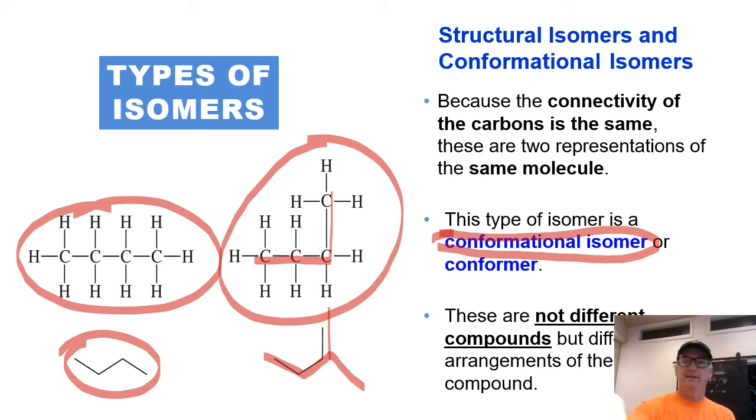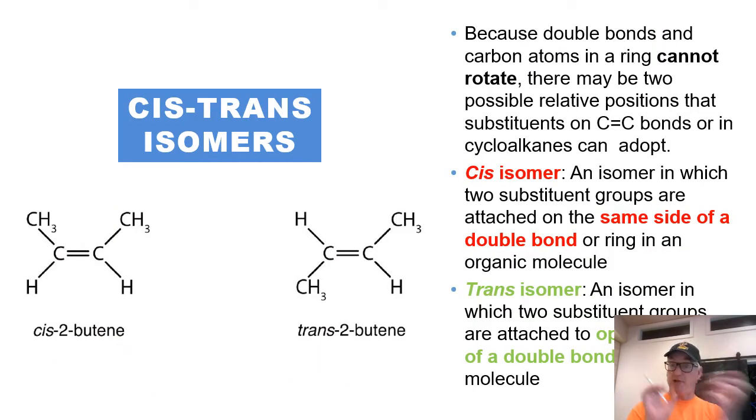So we call these conformational isomers, because these are single bonds. They can move around, they can take up different shapes, but all the carbons and all of the hydrogens are attached to each other in exactly the same way. So even though they're different shapes, they're exactly the same molecule. So we call those conformational isomers, meaning only the conformation, only the shape is different. And those shapes can change constantly.